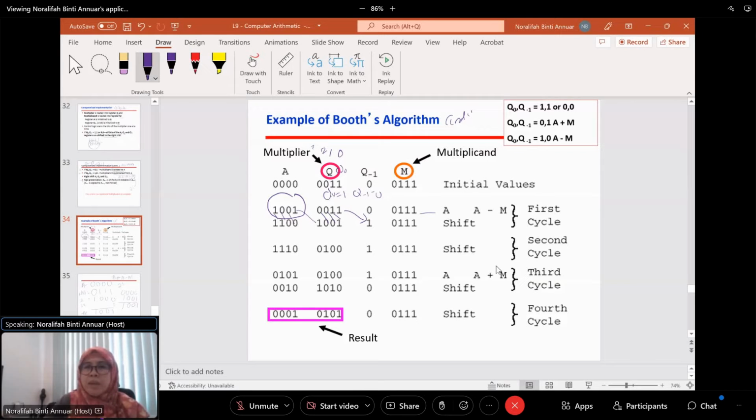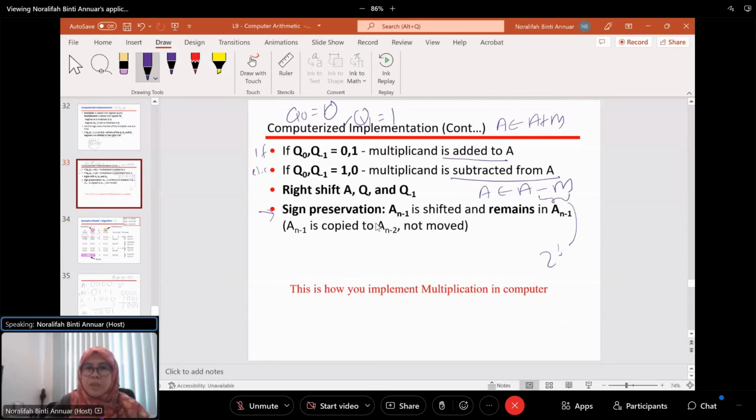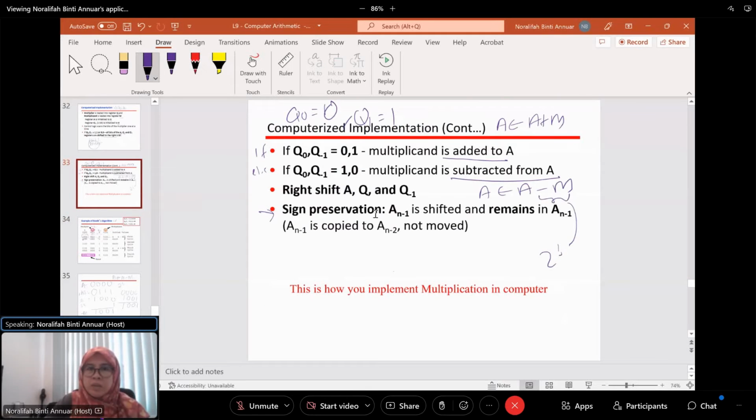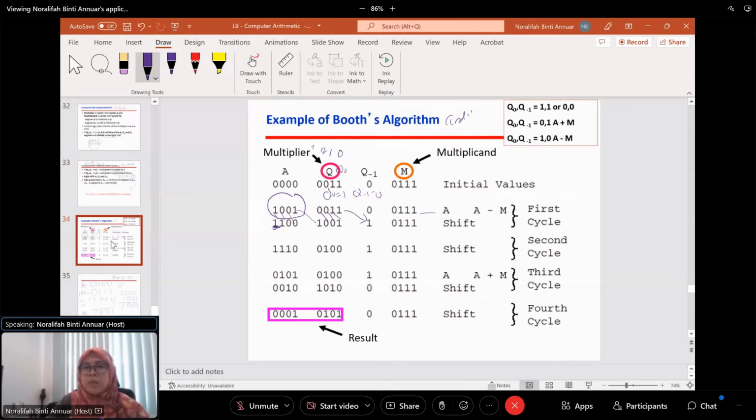Alright. But it says preservation of the sign bit. The sign bit preservation: A is shifted and remains in A. It's copied to A and must not move. It cannot move. That's why, even though you shifted to the right, by right it would become empty when it shifts. But it's called preservation. Sign preservation. So it does not move. Self-preservation, shifted and remain in N minus 1. Okay? And so on. Can you guys understand?